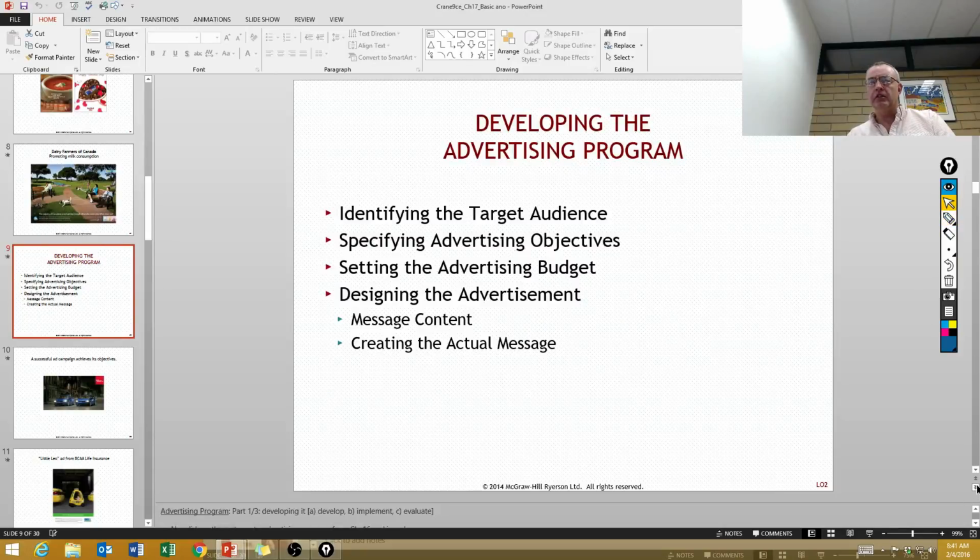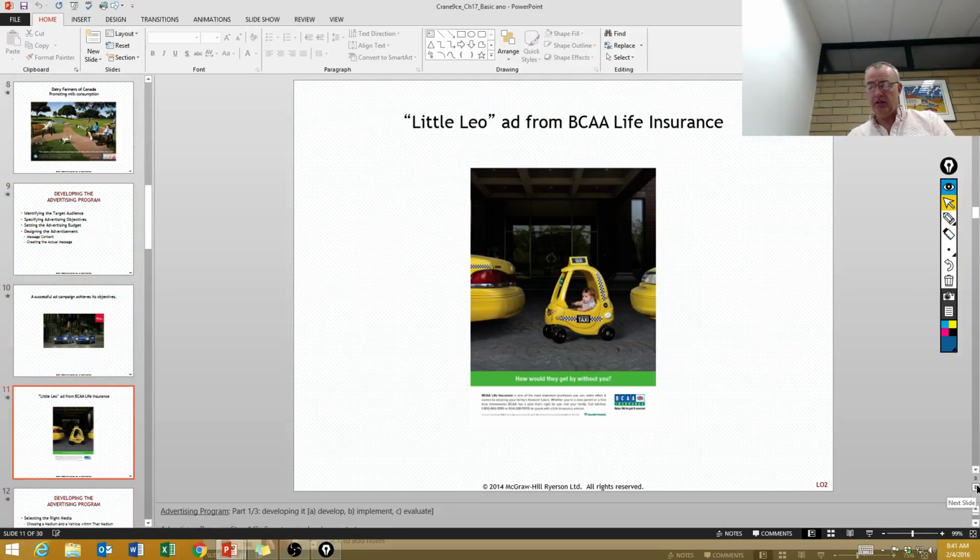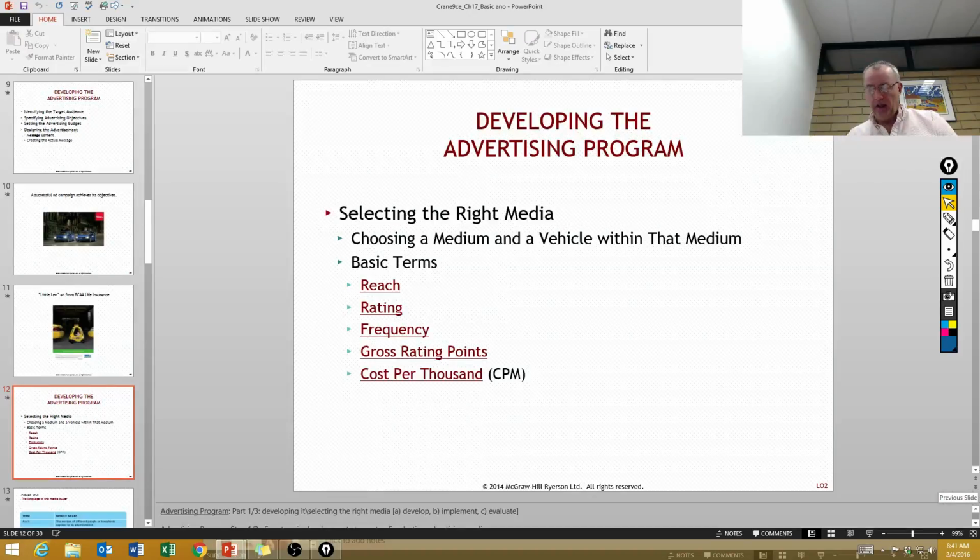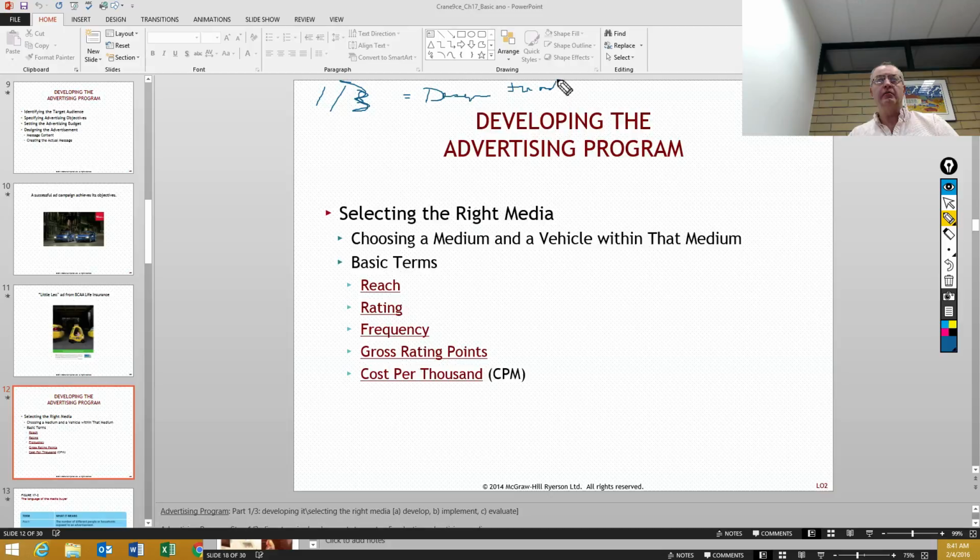Okay, so let's just skip ahead. We're still in step 1 of 3, designing the ad program, and we're in that 5th step of selecting the right media.